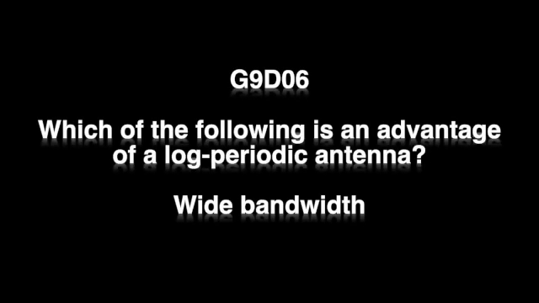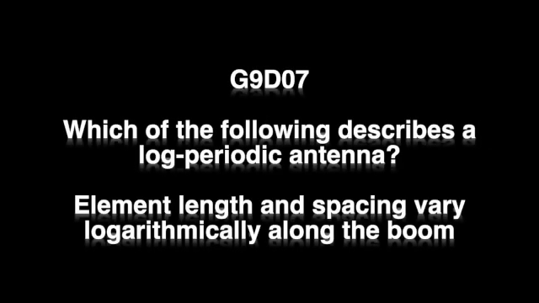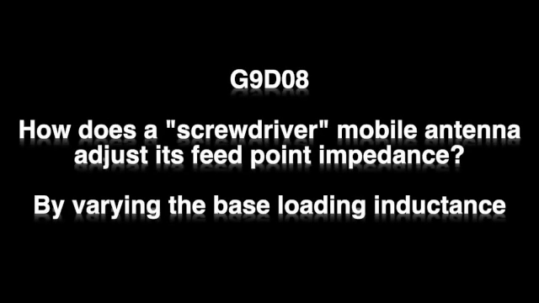G9D06. Which of the following is an advantage of a log periodic antenna? Wide bandwidth. G9D07. Which of the following describes a log periodic antenna? Element length and spacing vary logarithmically along the boom. G9D08. How does a screwdriver mobile antenna adjust its feed point impedance? By varying the base loading inductance.